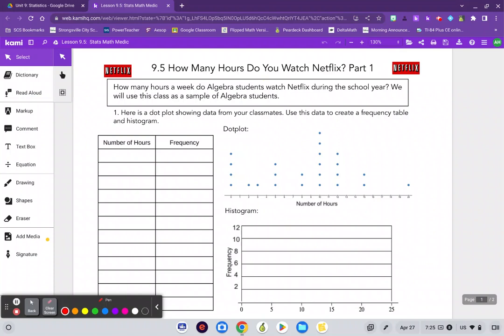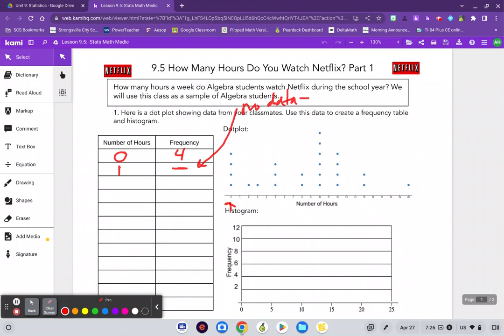So number of hours would be the number of hours that a student watches Netflix. And so number of hours, well, the first set I have here is 0. So I'm going to say 0 hours. And there are 1, 2, 3, 4 students who watch Netflix for 0 hours. All right, so for 1 hour, there are no students. So you can write 0 or you can just write a dash if you want.